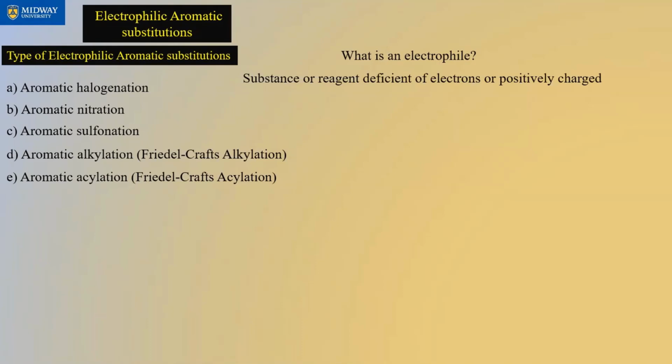So we're going to look at aromatic halogenation, nitration, sulfonation, alkylation, and acylation. Alkylation, also known as Friedel-Crafts alkylation, and acylation is Friedel-Crafts acylation. These are the 5 reactions we're going to look at under this topic. And the first reaction obviously is aromatic halogenation.